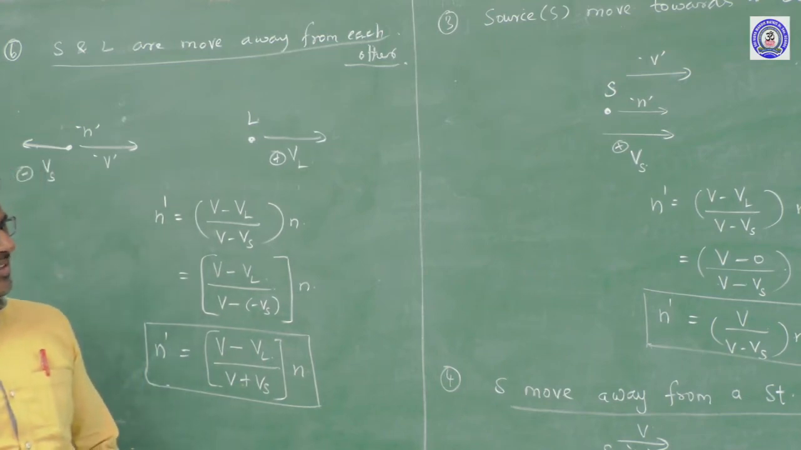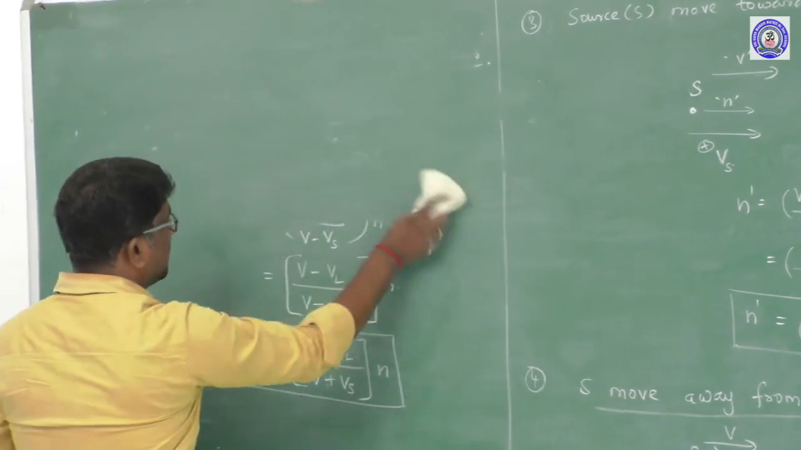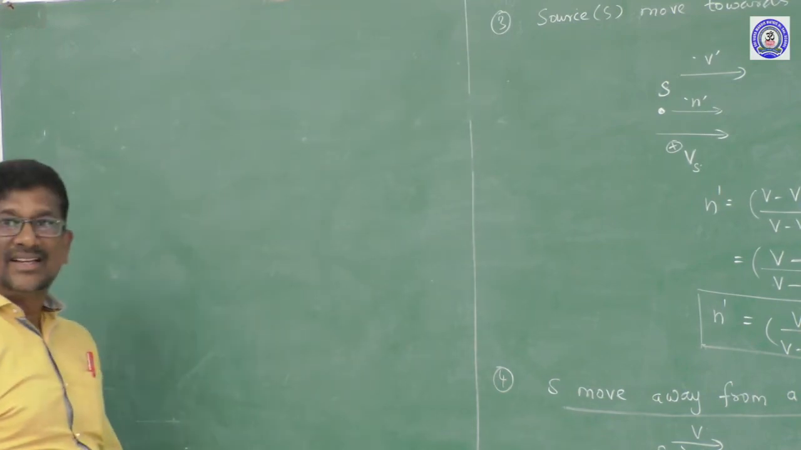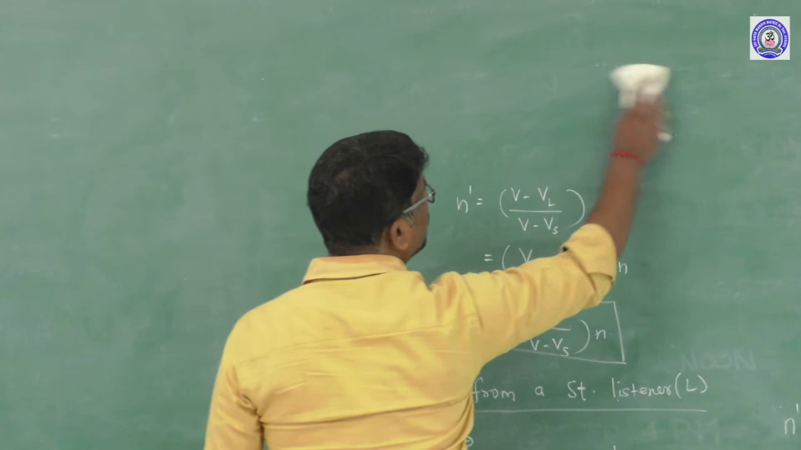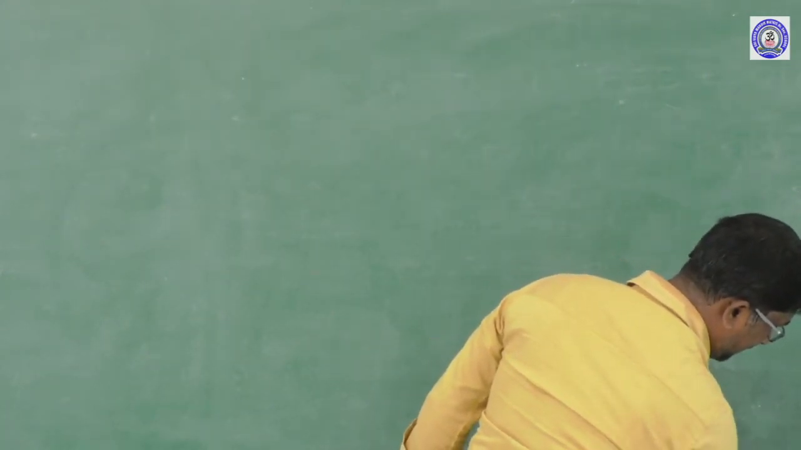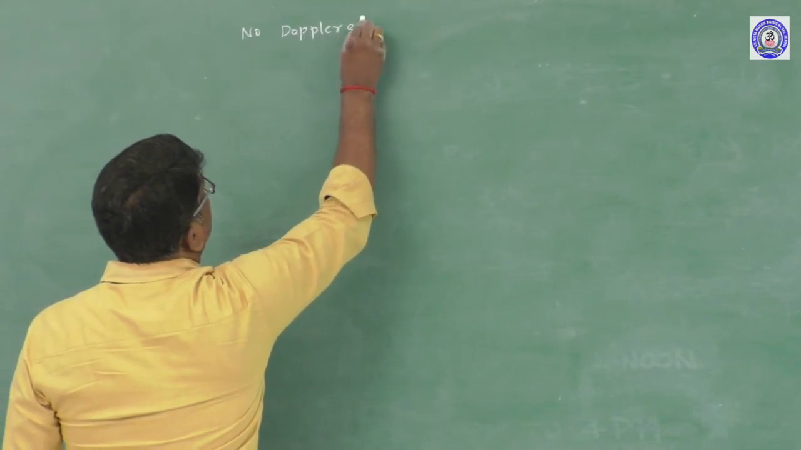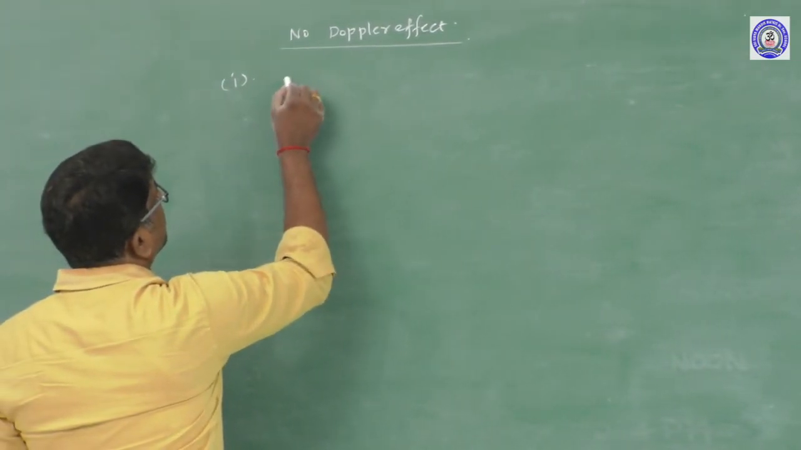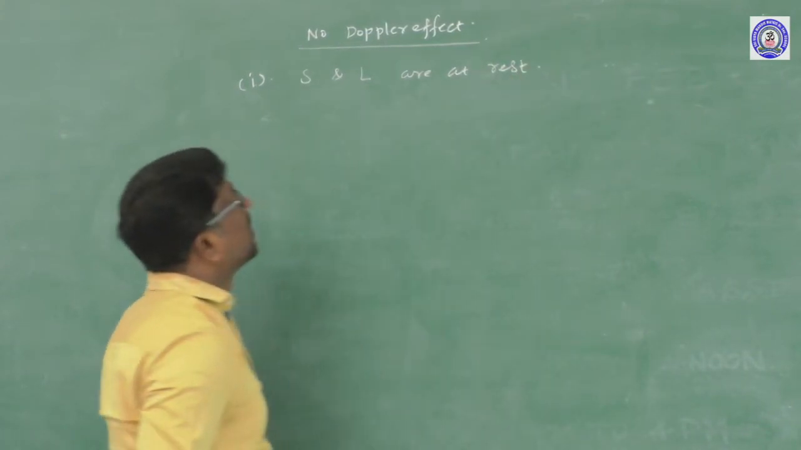Right. And in some cases there is no Doppler effect. They are: first case, we already know, if both the listener and the source are at rest, there is no Doppler effect. That is, the frequency of the sound wave measured by the listener is the same as the actual frequency of the sound wave. No Doppler effect. In the first case, source and the listener are at rest, so the Doppler effect is nil.